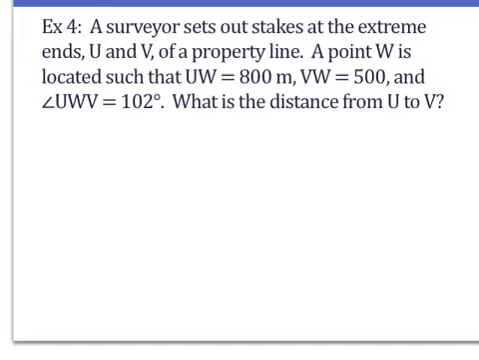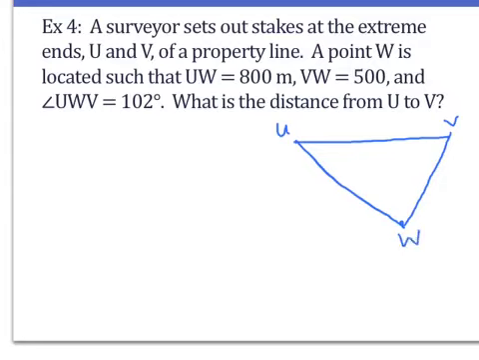Okay, we're going to apply this to a word problem. Now, a surveyor sets out stakes at extreme ends U and V of a property line. So we'll say this is our property line. Here's U and V. And a point W is located such that UW, so we'll put W down here, and it says that UW is 800 and VW is 500, and this angle between them is 102, and we want to know the distance from U to V.